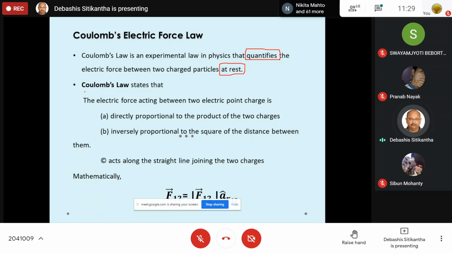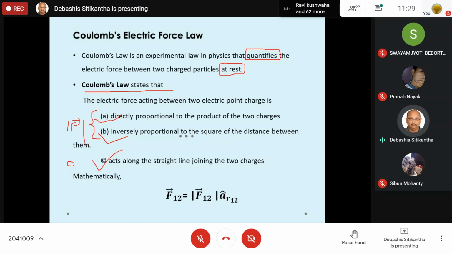So what does Coulomb's law state? First, the force is directly proportional to the product of the two charges. You have studied all this, we are just repeating it once again. Second, it is inversely proportional to the square of the distance between the two charges. And last, it acts along the straight line joining the two charges. That means the first two points give you the magnitude of the force between the two charges, and the last one gives the direction of the electric force between the two charges.